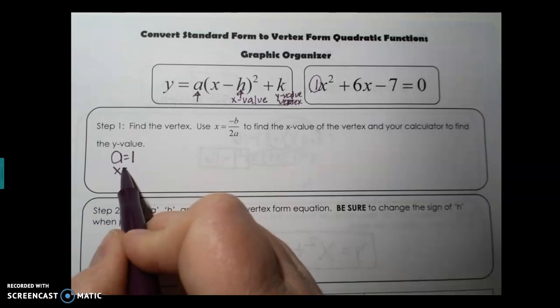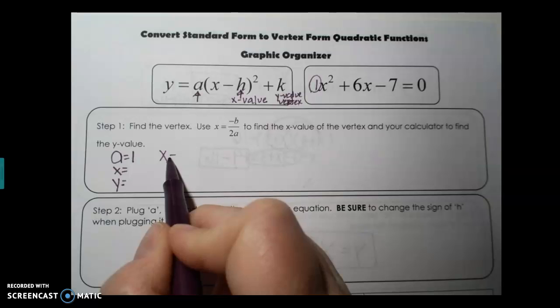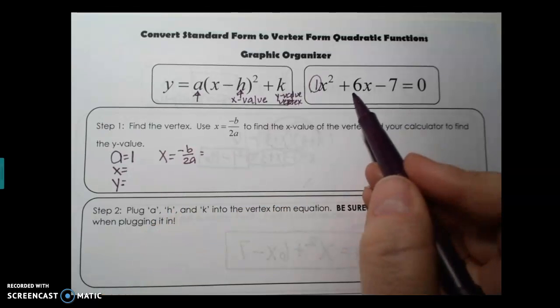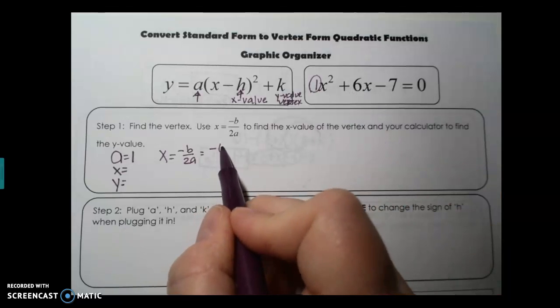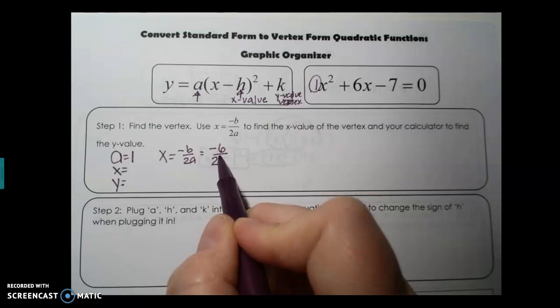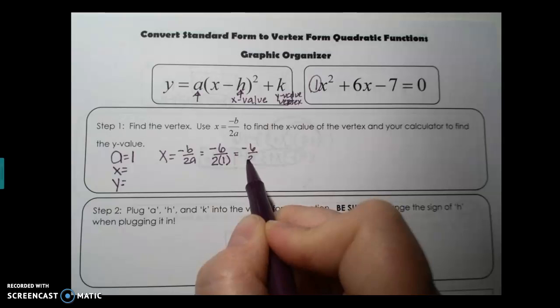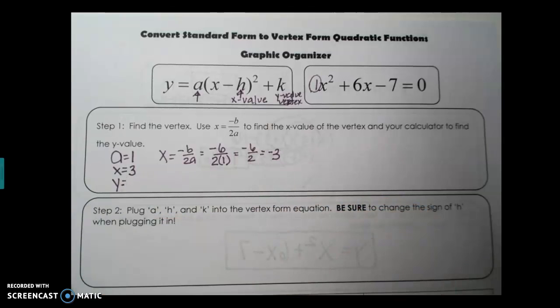To find the x and the y, so we can plug them back into the equation, first we're going to start with x equals negative b over 2a. In this equation, the b is a positive 6, so here it becomes negative 6 over 2 times a, which is 1. So we get negative 6 over 2, which is negative 3. So my x value of my vertex is negative 3.